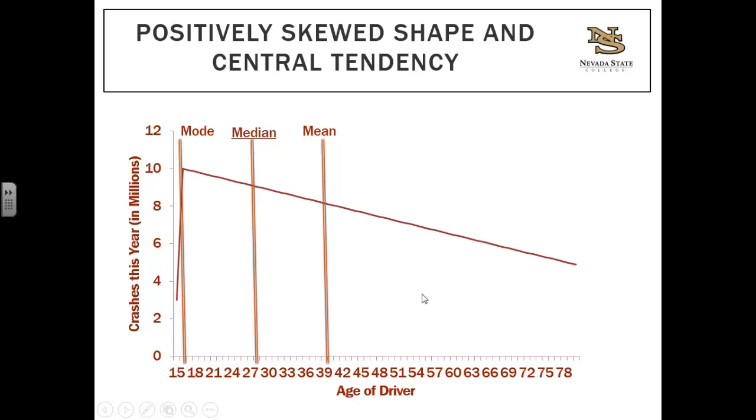Here's another skewed distribution with ratio data, but now it's a positively skewed distribution. If you look at the number of crashes this year in millions and the age of the driver, this distribution makes it look like those young people do not know how to drive, right? They're just having tons and tons of accidents. And in this case, again, we have a skewed distribution with ratio data. You would want to use the median. So you could say the median age of drivers who have crashes is 27 or 28.